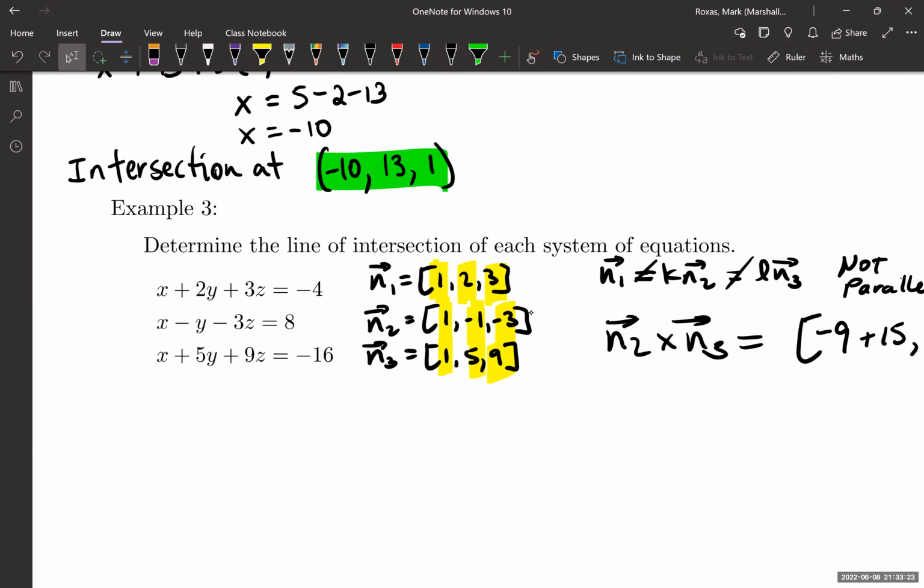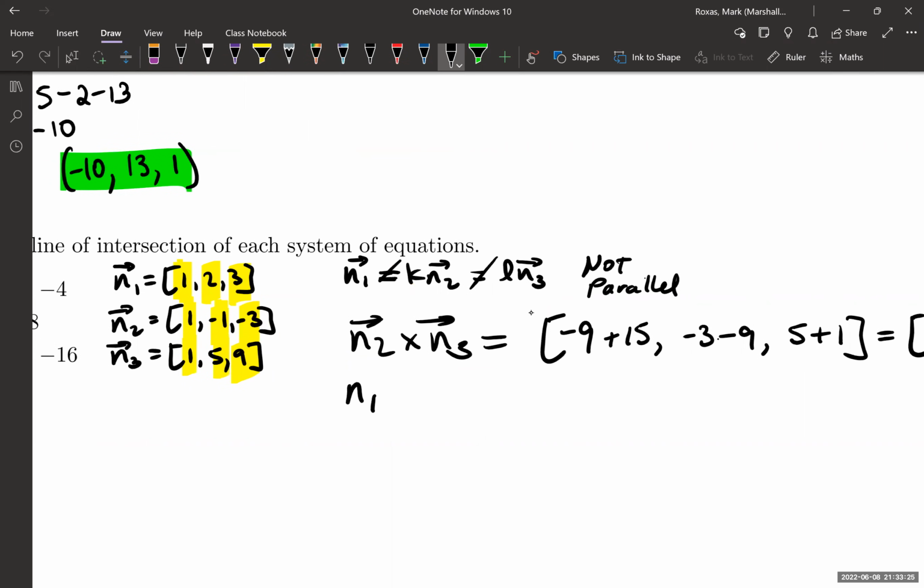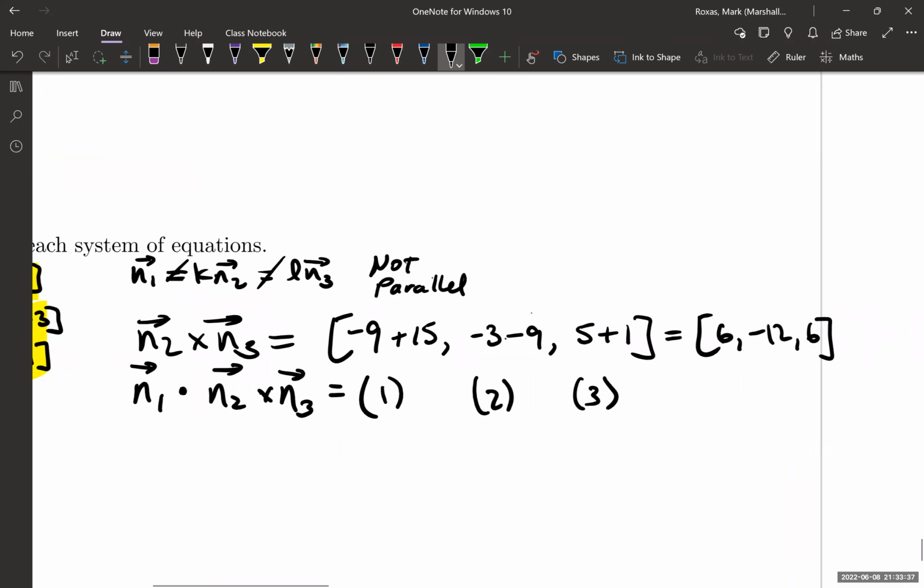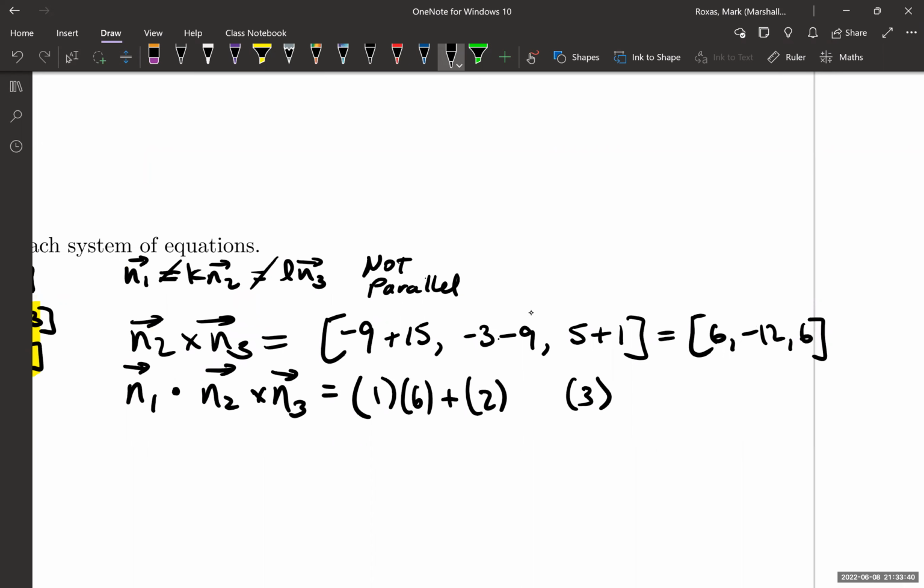So my triple scalar product, n1 dot n2 cross n3, equals, so n1 is 1, 2, 3, each of them multiplied by my 6, negative 12, and 6, and added together like so. When you add them together, I get 6 minus 24 plus 18, which is 0. Now we're getting somewhere. That means that these planes are coplanar when the triple scalar product is 0.